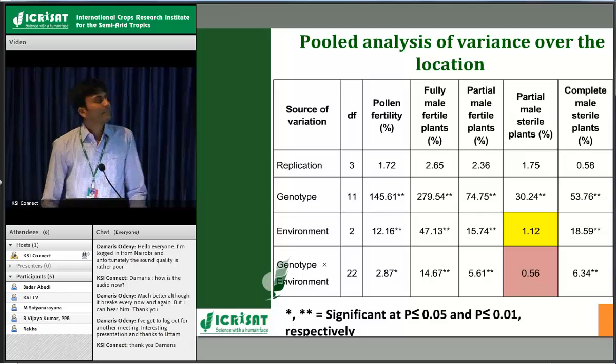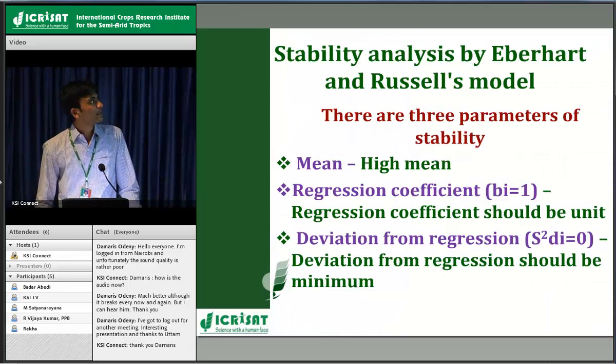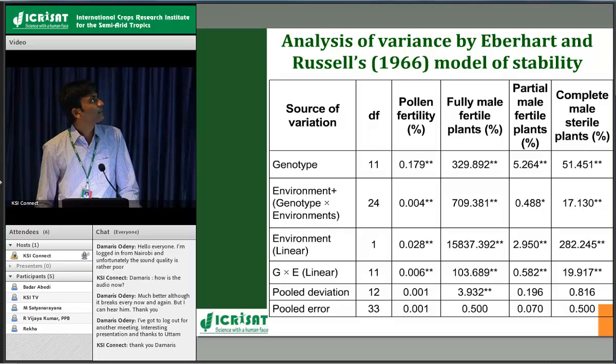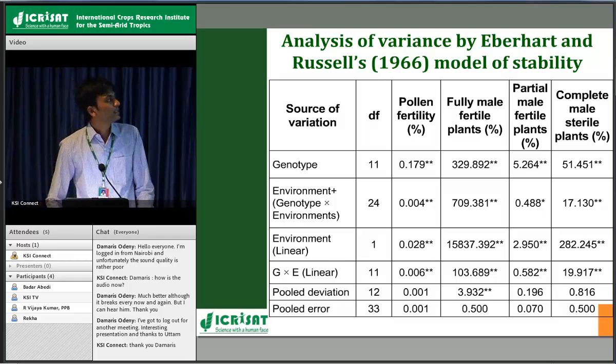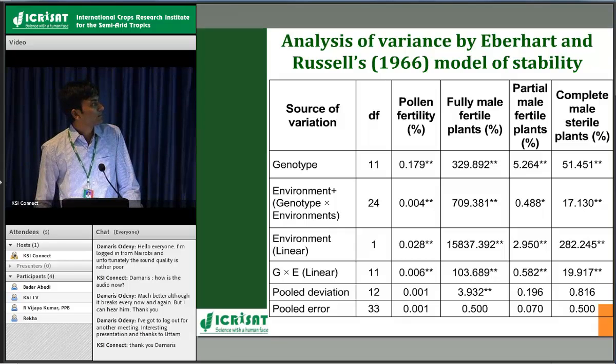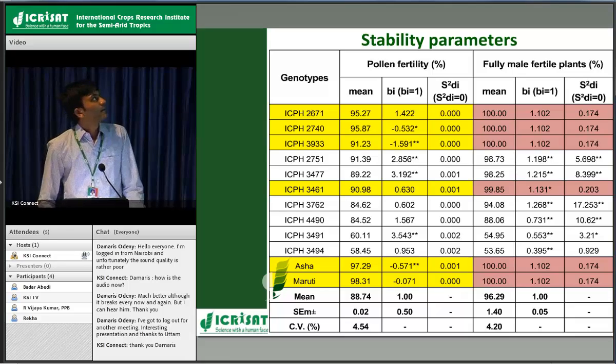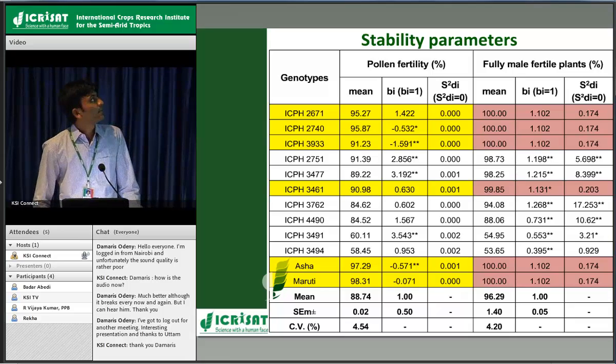Stability analysis was firstly done by Eberhart and Russell's model. So here is the analysis of variance for stability by Eberhart and Russell's model. We can see that the genotypic difference is highly significant for all the characters. Genotype plus genotype by environment interaction is also significant for all characters, which is partitioned into environment linear, genotype by environment linear, and pooled deviation, which is also significant for all characters. Now we come to stability parameters of different characters. We found that ICPH 2671, 2740, 3933, and 3461 were stable for pollen fertility percentage as well as fully male fertile plants.